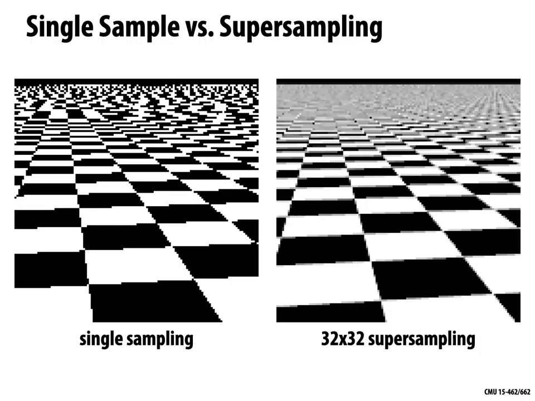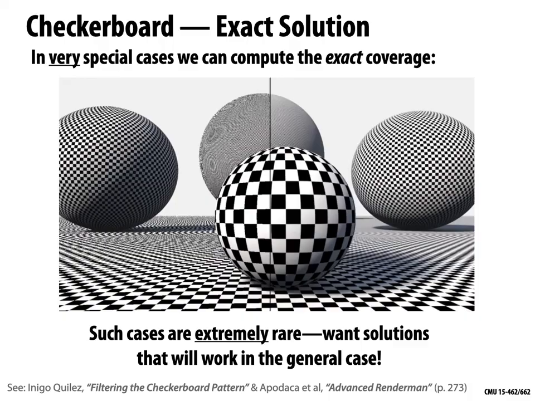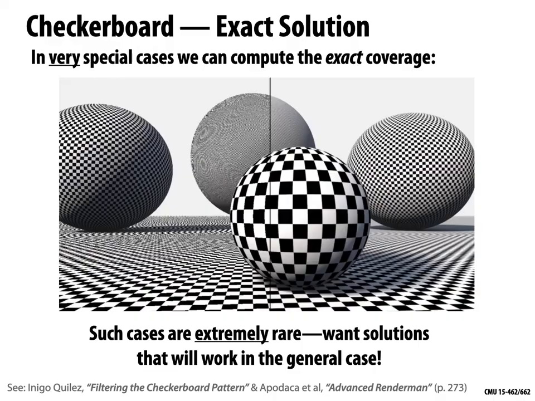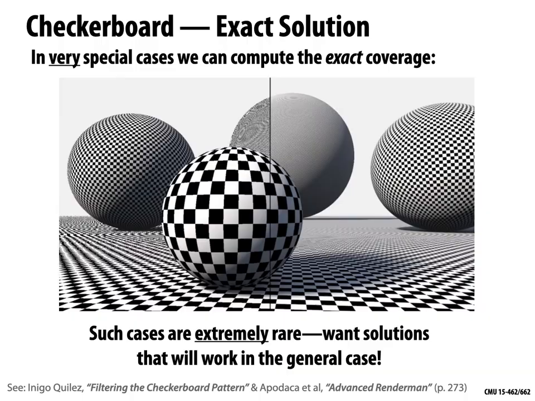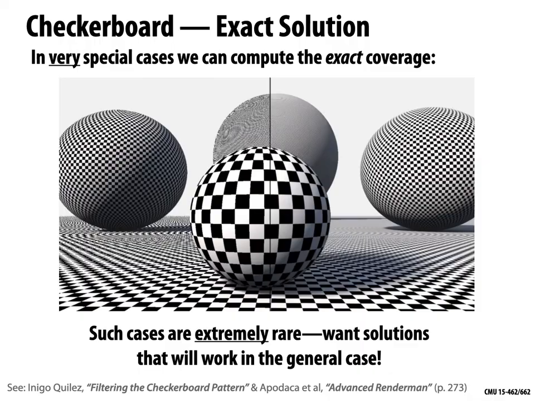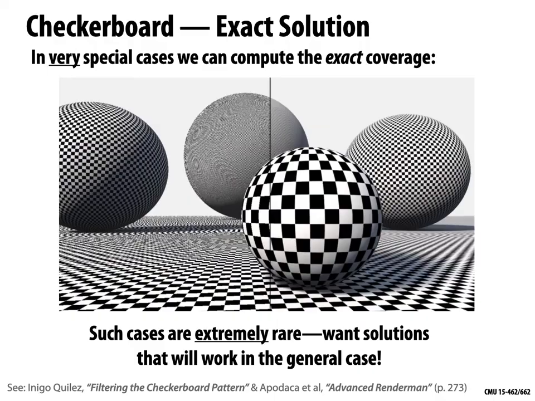Now, I should say that in this very, very special case of the checkerboard, there happens to be an exact solution. You can analytically integrate the checkerboard over a pixel and get this beautifully smooth image. And if you want to know how that was done, there are a couple references at the bottom. But the real point to make here is that such cases are extremely rare. It's really, really hard to work out the exact coverage or the exact integral over a pixel.